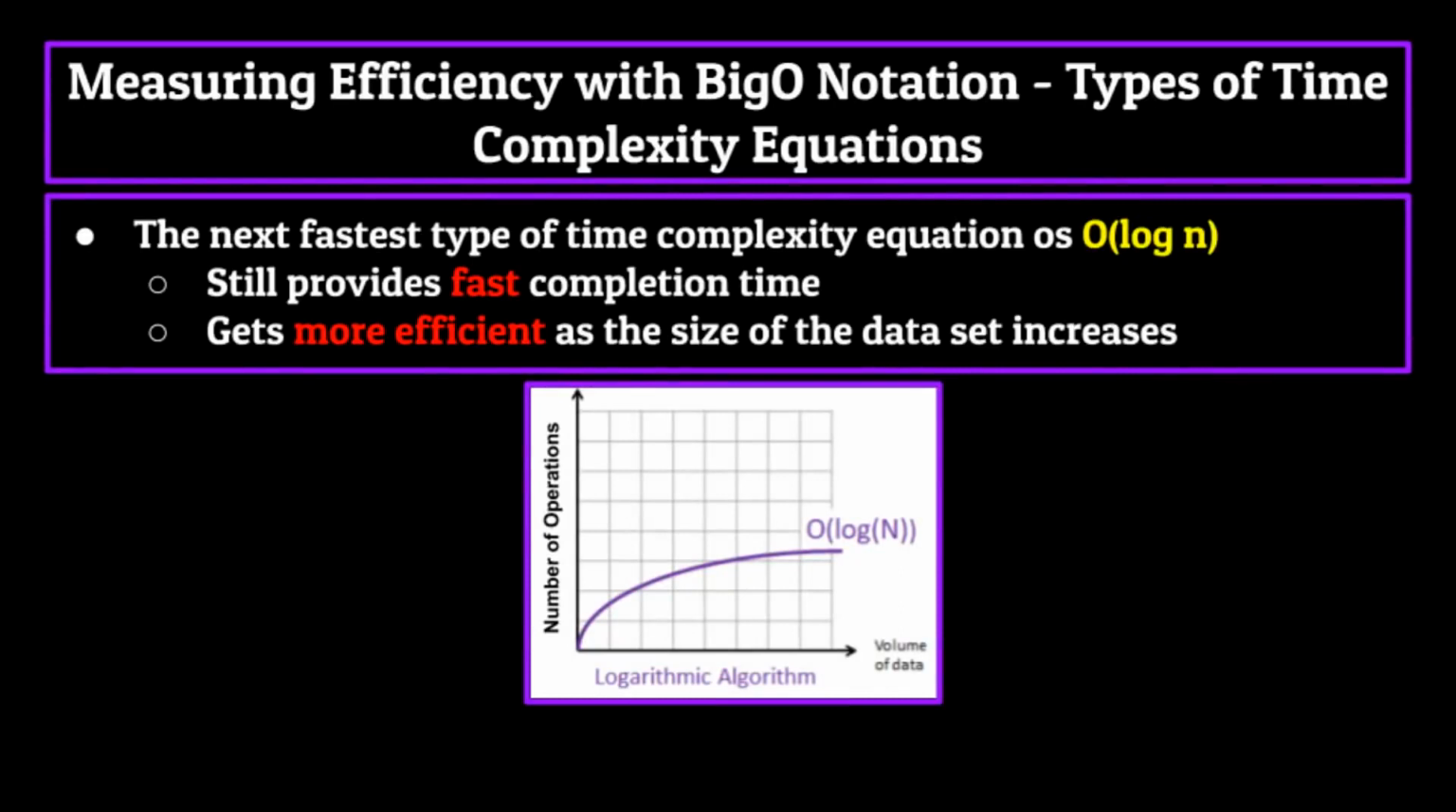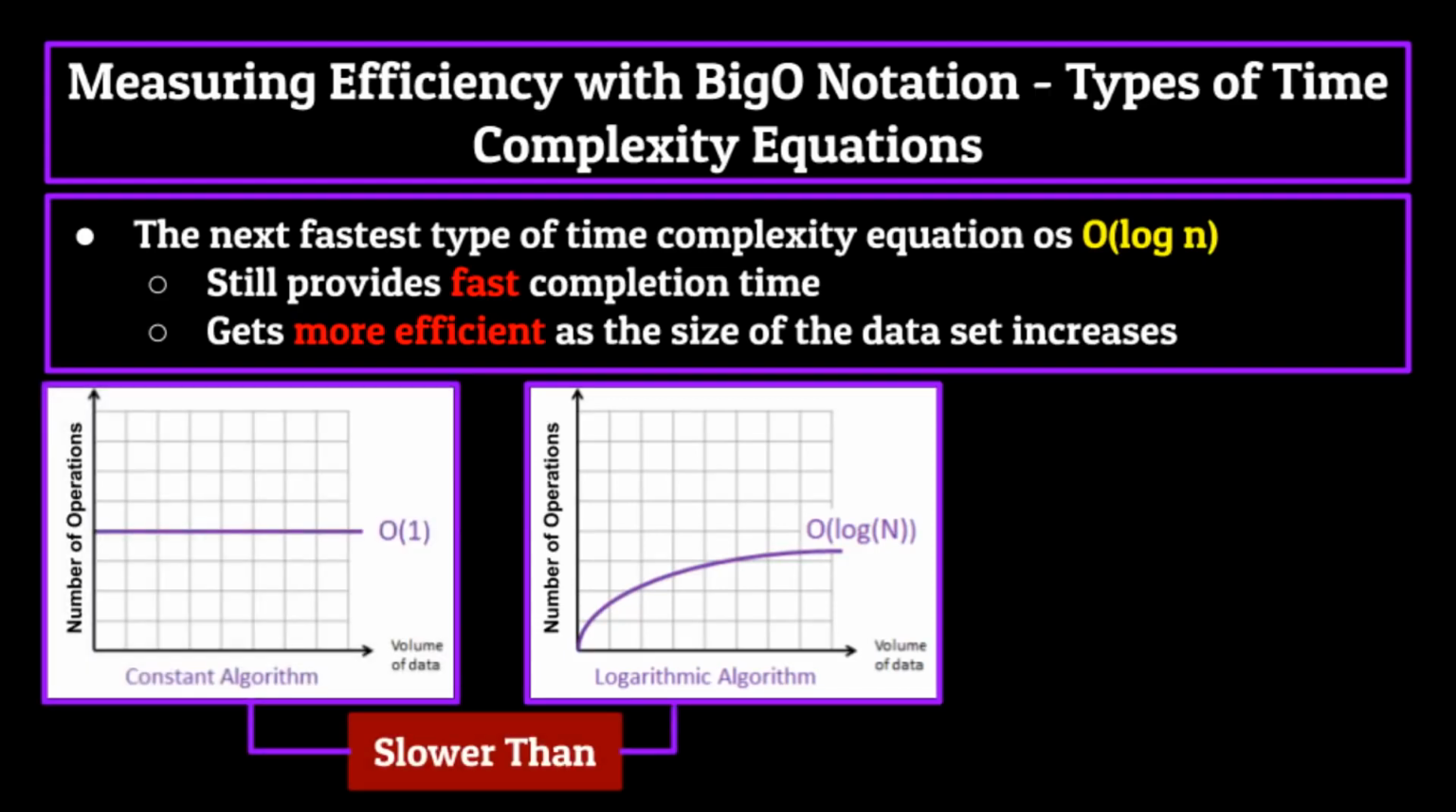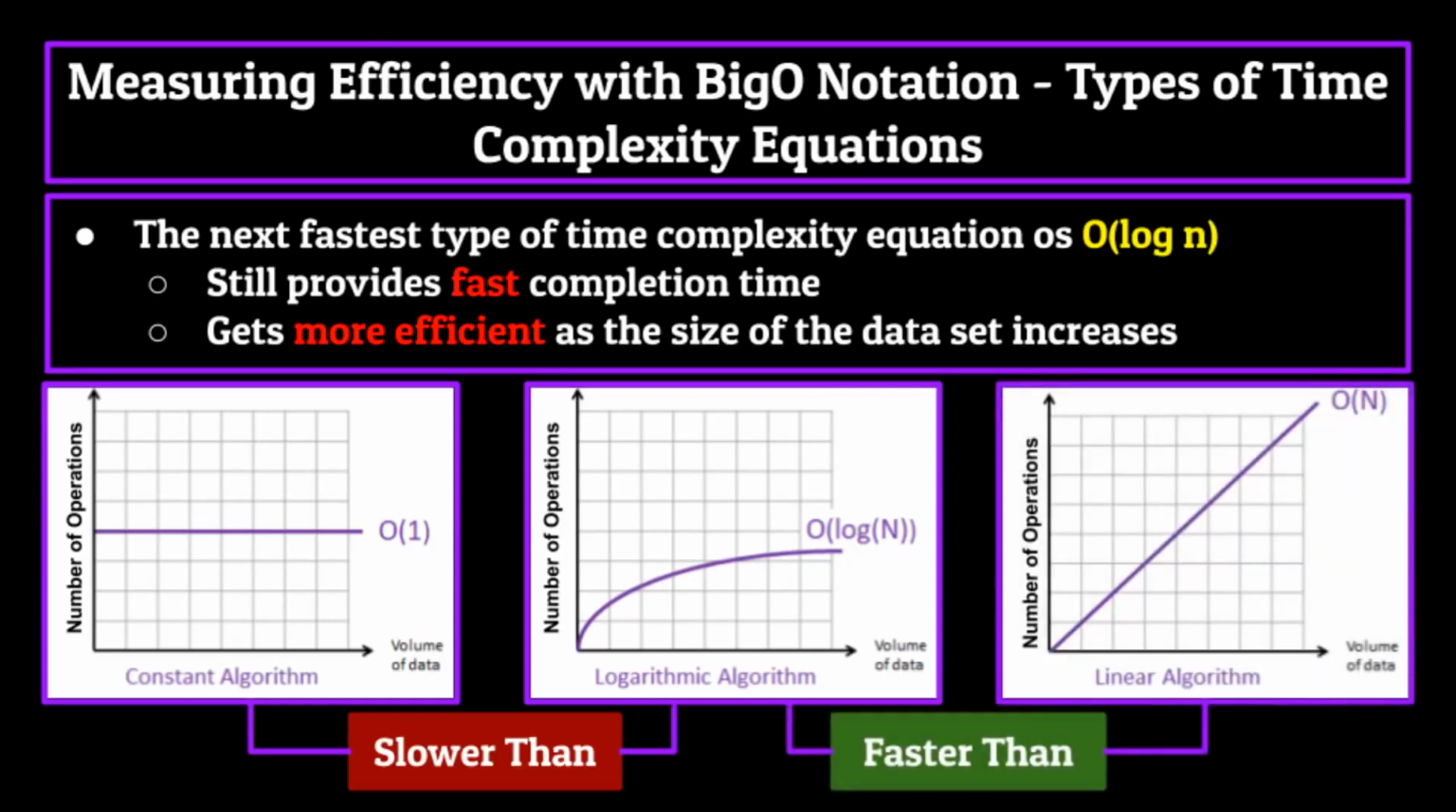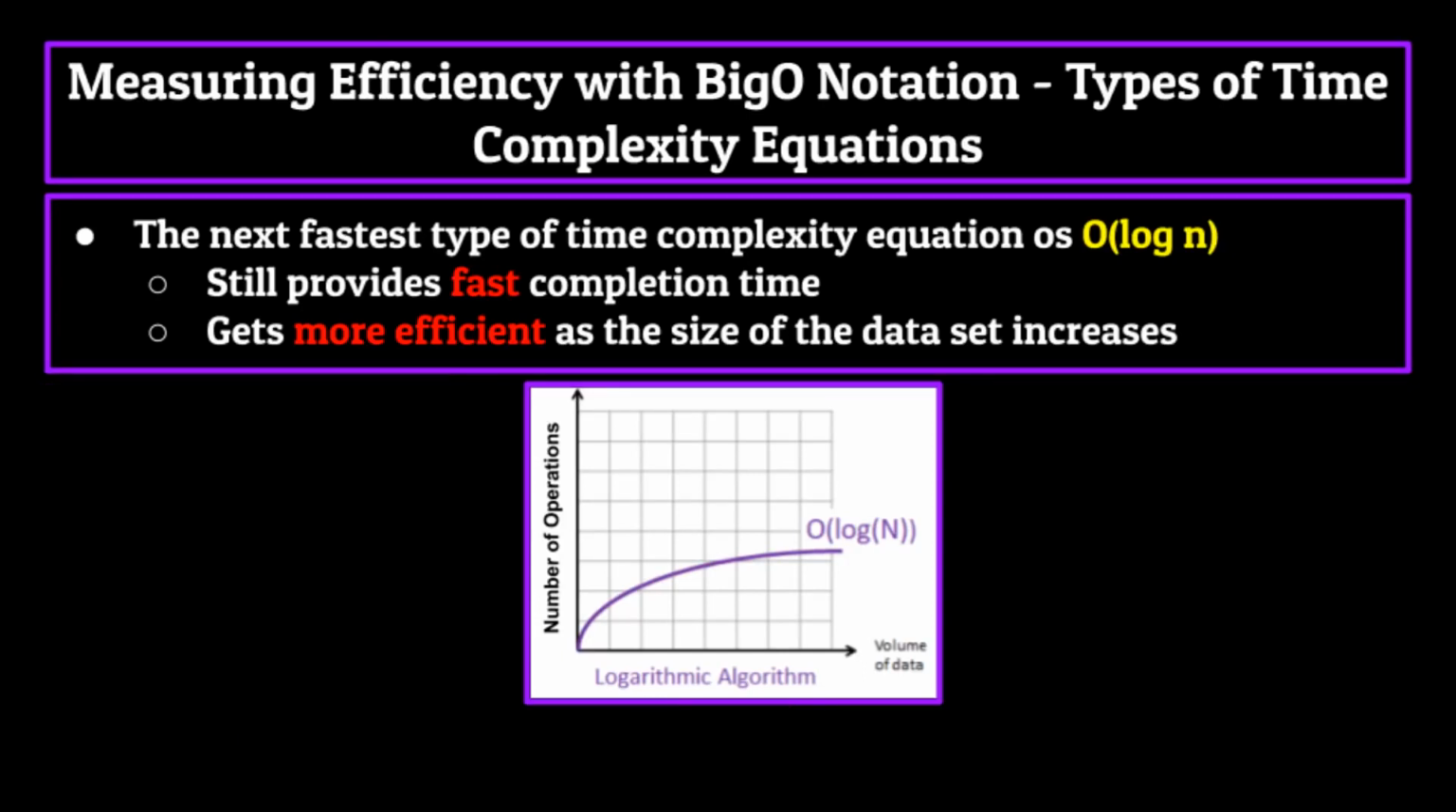Now, the next fastest type of time complexity equation is O log n. While not as fast as instantaneous time, a function having a time complexity of O log n will still provide you with very fast completion. Now, if you don't fully understand logarithms entirely, just know that this efficiency is slower than instantaneous time O of 1 and faster than the next level of efficiency known as O of n.